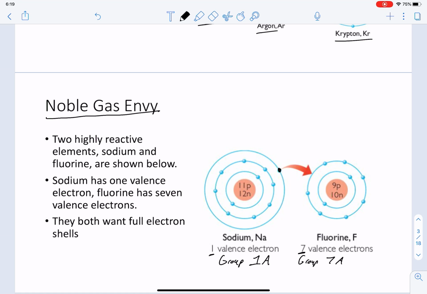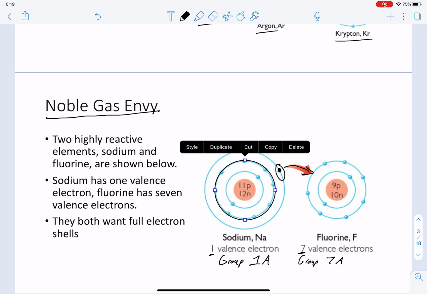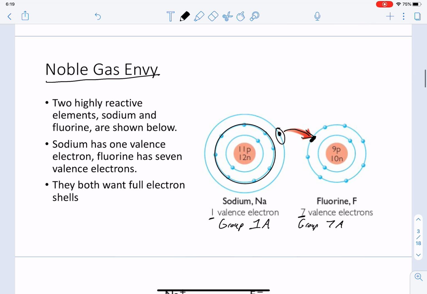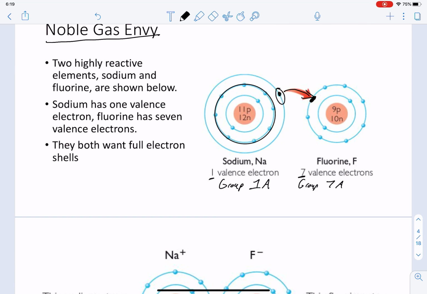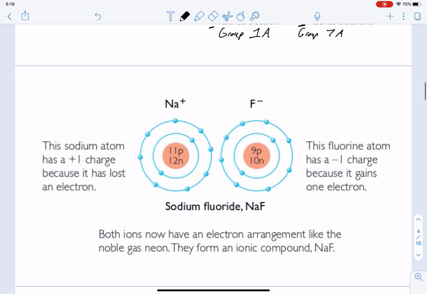So sodium here is going to want to donate or get rid of this electron, because if it does, then the last thing that's left, or the next energy level, is this second one. And it's completely full, right? So then it will be stable. Fluorine would then add the last piece to its puzzle. It'll have 8 valence electrons in its outer shell as well. So it will be stable. So this transferring of electrons from an element to another element creates our ions.